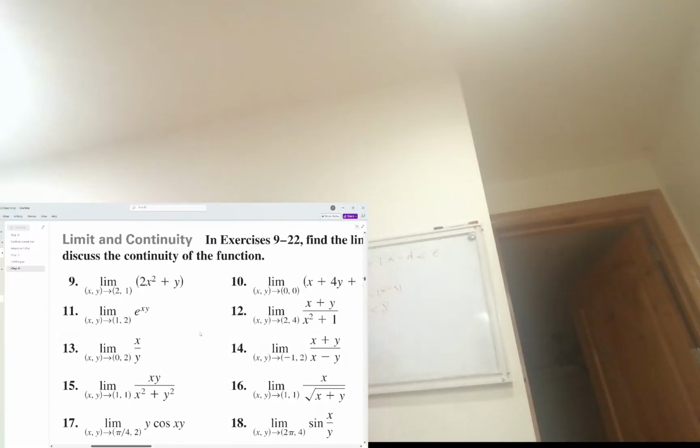Discuss. So the limit as x, y approaches 1, 1 of xy over x squared plus y squared is going to be equal to the following. Let's just try direct substitution. That just makes it 1 over 2.